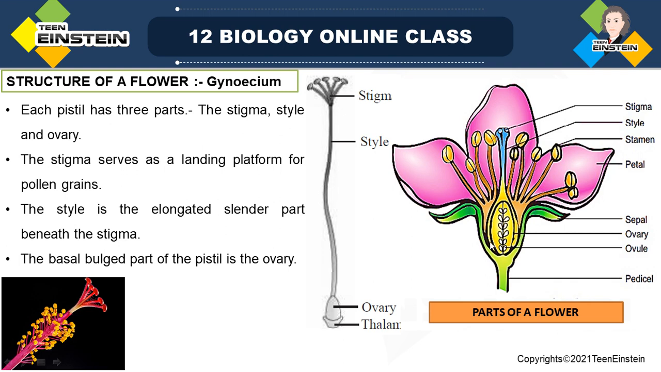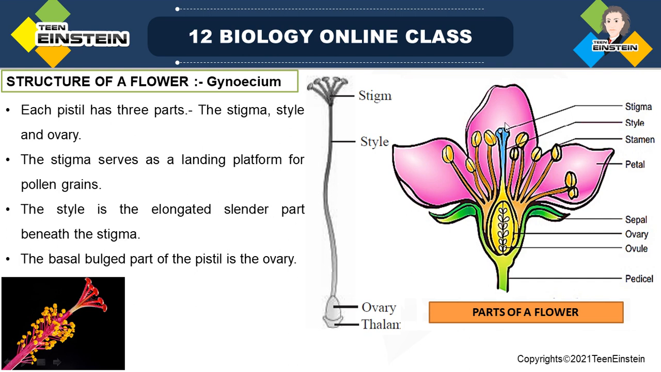So from that we are zooming into this portion, the center portion: the stigma, style and ovary. When we are discussing the stigma, style and ovary, look at this picture. Each pistil is having three parts: stigma, style and ovary. This is the stigma, style and ovary. Okay, the stigma, that is the place where a pollen grain lands. On the stigmatic surface the pollen grain will land, right?